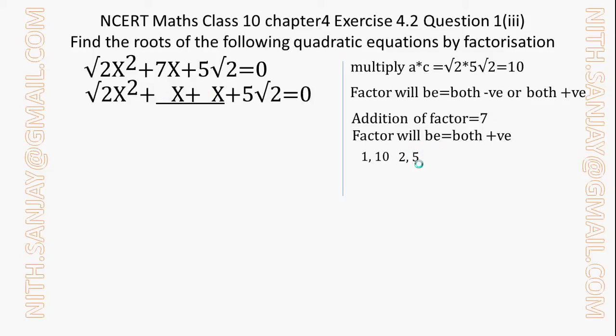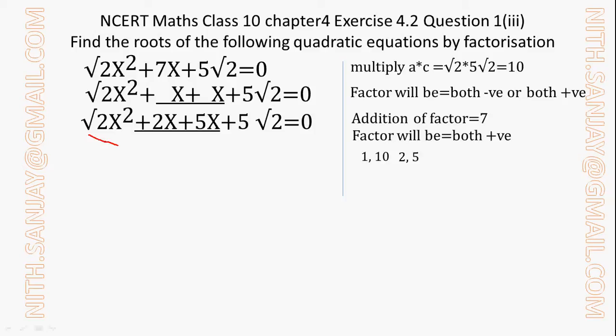So then this equation will look like this: root 2x square plus 2x plus 5x plus 5 root 2 is equal to 0. Now from these two terms, I will take root 2x common, and from these two terms I will take plus 5 common.